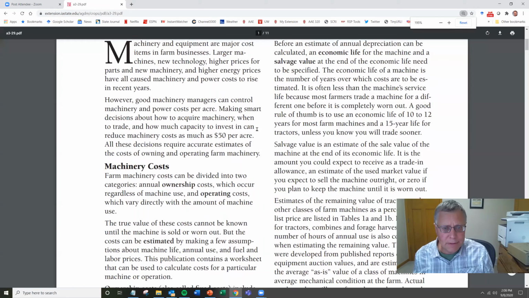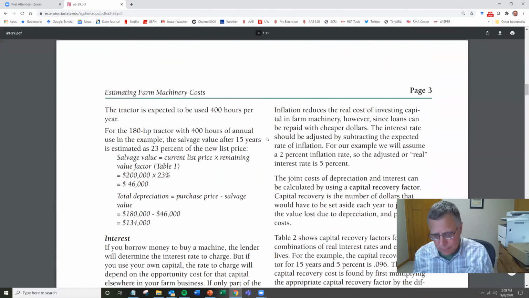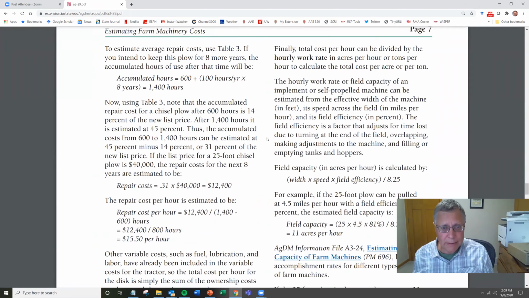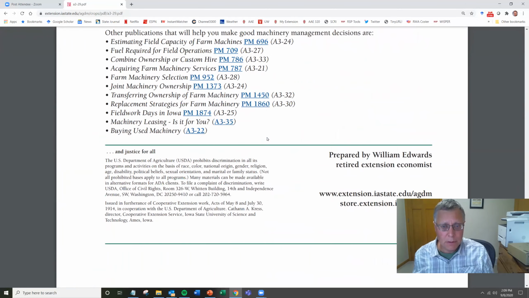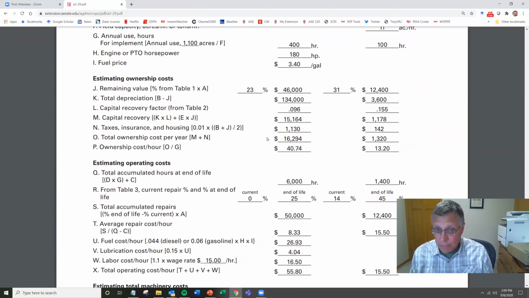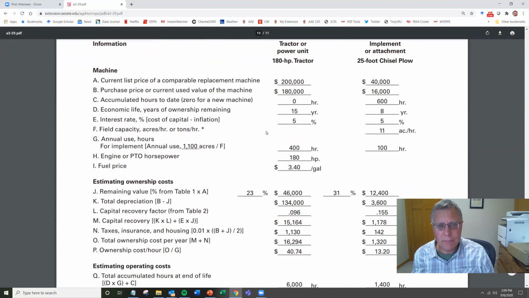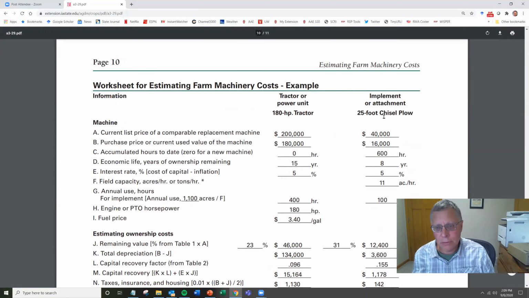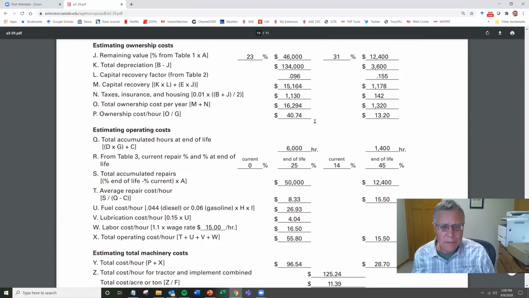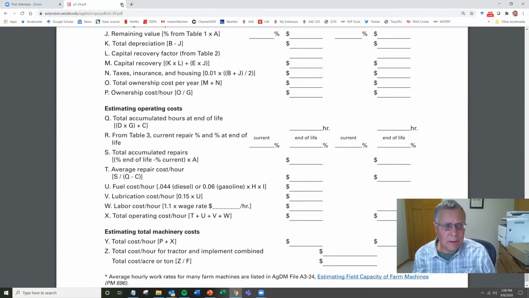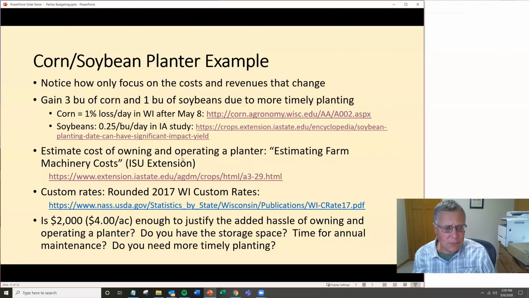And what's nice about this is you can scroll down, you see the same tables and such, but they have a worksheet you can work by hand. Here's the worksheet. It shows you how to work it by hand. You don't have to have a fancy computer or anything, as long as you have this worksheet and the figures and tables from above to estimate all the different costs of owning and operating. They have an example here for a 180 horsepower tractor or a 25-foot chisel plow. And then they have an empty sheet you can print and do it yourself. So you get a sense of some of the ways you come up with these numbers.